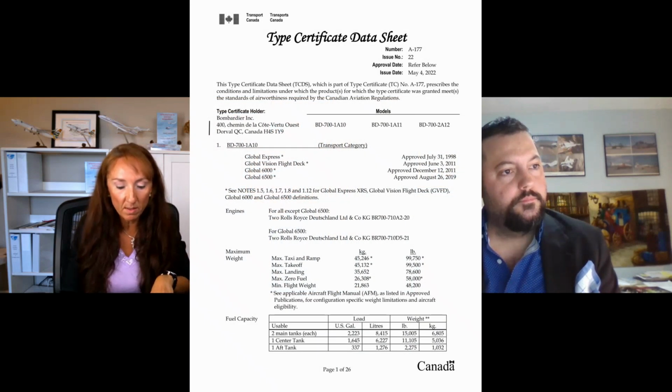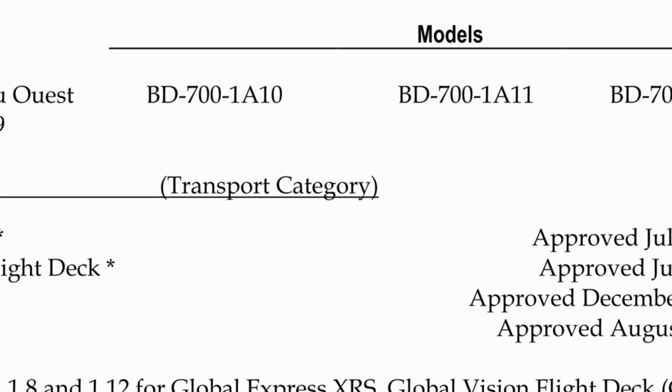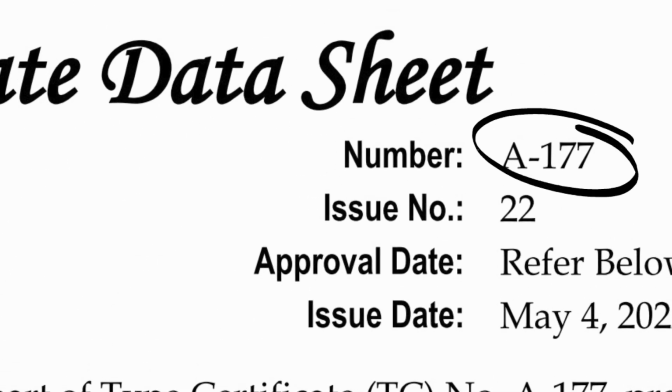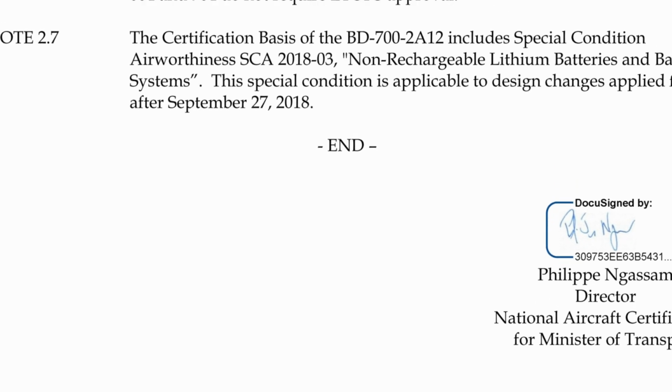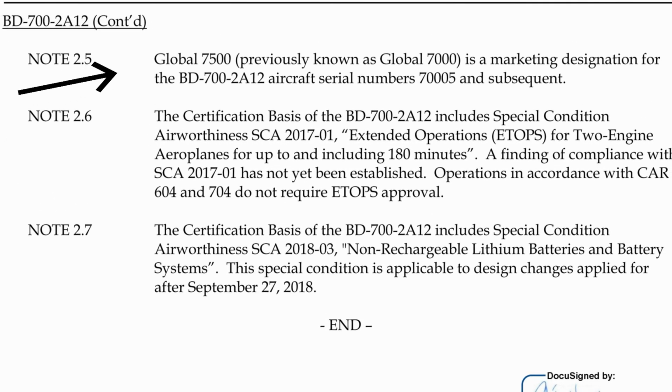Yeah, exactly. And in this specific case, this type certificate datasheet number is A177. In note 2.5, they say Global 7500, previously known as Global 7000, is a marketing designation for the BD-700-2A12 aircraft, serial numbers 70005 and subsequent. So there you go. In this note, you have your relationship.